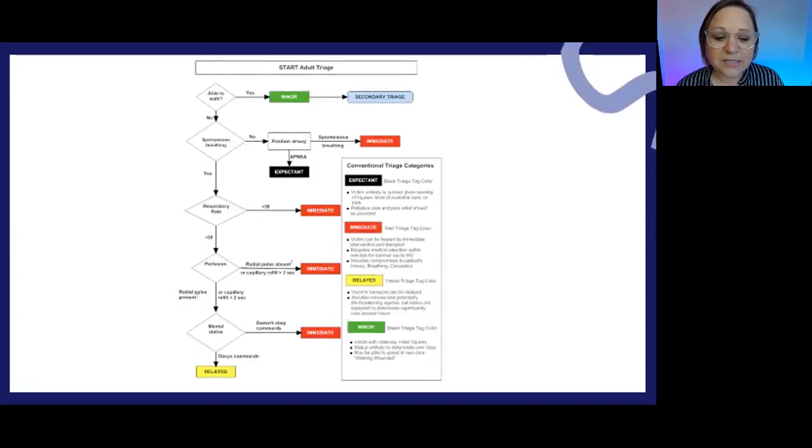But these are simple triage. START stands for Simple Triage and Rapid Treatment. And it's an adult triage algorithm that helps determine the patient's likelihood of survival and the amount of resources needed for that survival. So let's take a look at this together.